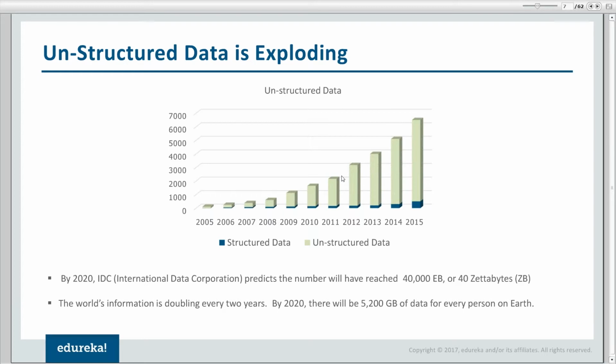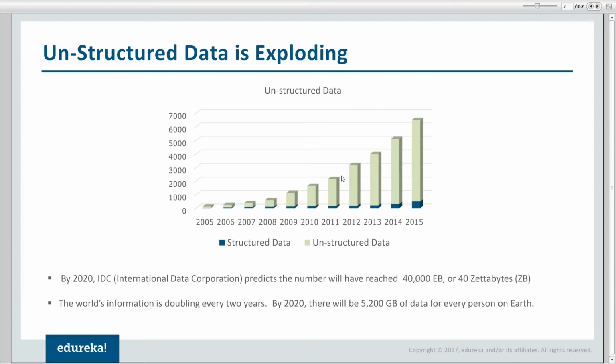Now, what if I say that Hadoop is a technology which can process not only unstructured data, it can process structured and semi-structured as well. So basically, my Hadoop can handle all types of data. This is one of the key features you're going to get with Hadoop.